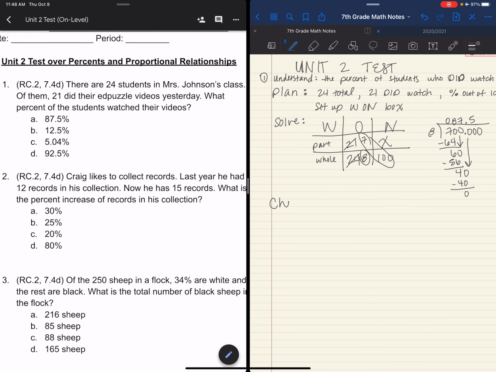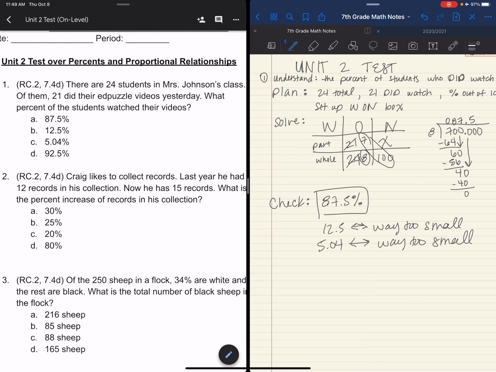So to check my answer, I'm just going to look at my other answer choices for reasonableness. So this was the answer to letter A. B was 12.5%. This is way too small. If we think about 21 out of 24, 21 is closer to 24 than it is to 0. Therefore, my percent should be closer to 100 than it is to 0. Same thing for that 5.04%, also way too small. That is even closer to 0, and we're trying to get closer to 100.